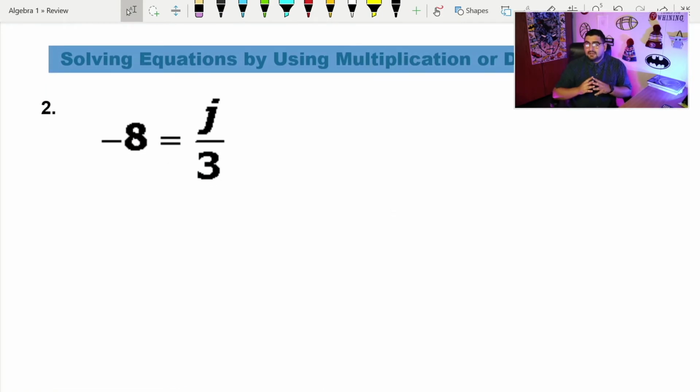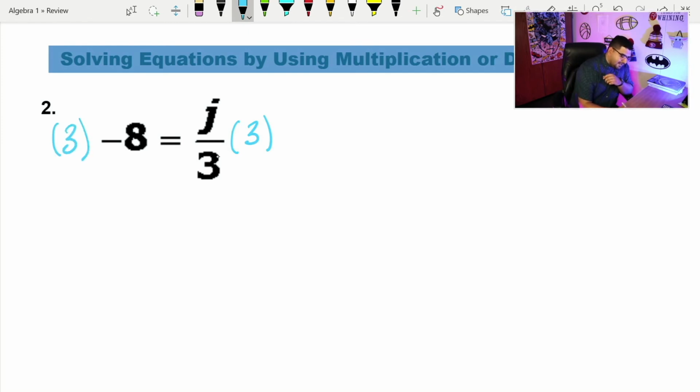Again, here, fractions resemble dividing. In this example, the variable seems to be on the other side, on the right side, which is okay. Nothing changes there. I see they are dividing j by 3, so I'm going to do the opposite of dividing by 3. I'm going to multiply. Again, I'm going to multiply on both sides.